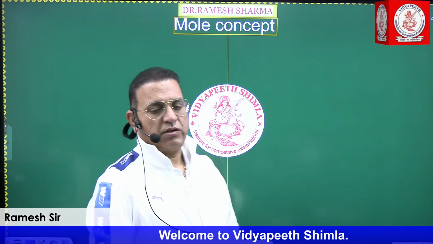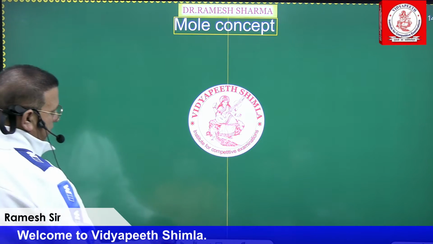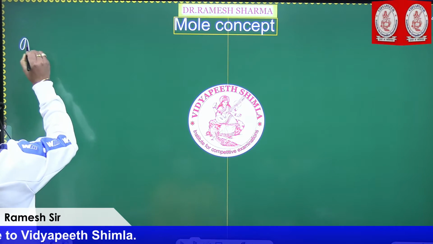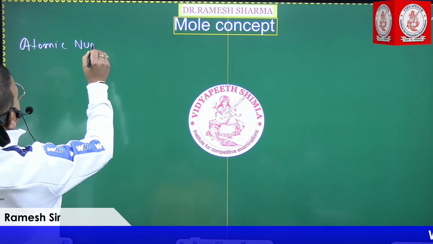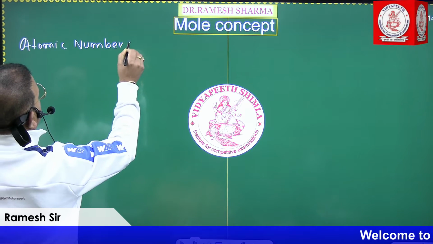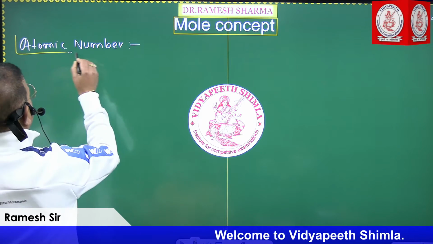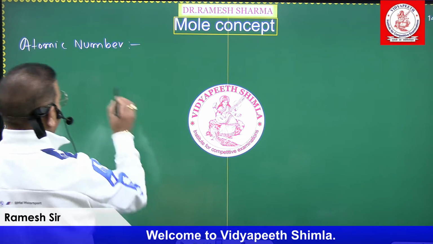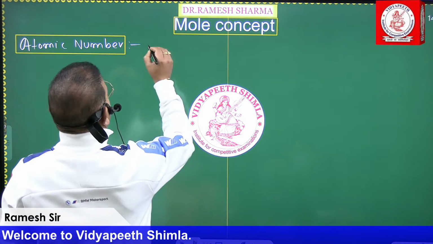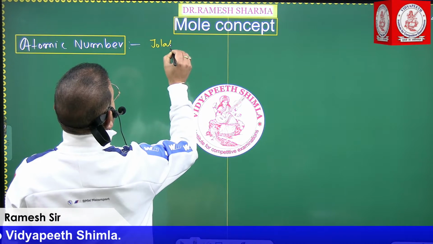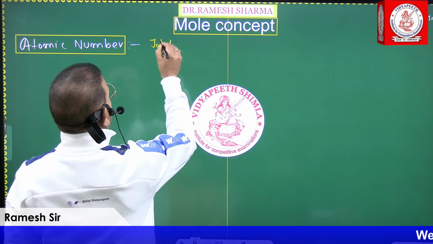So this will be the first lecture of mole concept from where we started. The first thing we did was atomic number. How we say atomic number is number of protons, not total number, but it is number of protons. So we should say total number of protons, total protons.